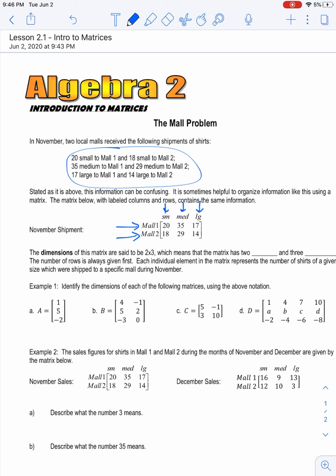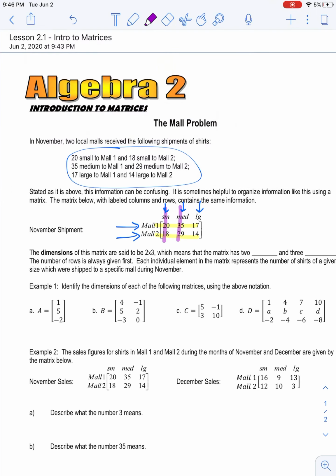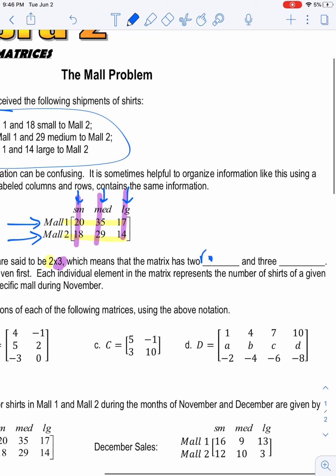So the dimensions are the number of rows by the number of columns. So in this example, we have a 2 by 3. I'm going to highlight the rows, 2 rows, so those are going across. And next, with a different color, I will highlight the columns. And so that's where the 3 comes from, since we have 3 columns. And I'll highlight the 2 in yellow since those were the rows. So this means that to fill in the blanks, we have 2 rows and 3 columns.